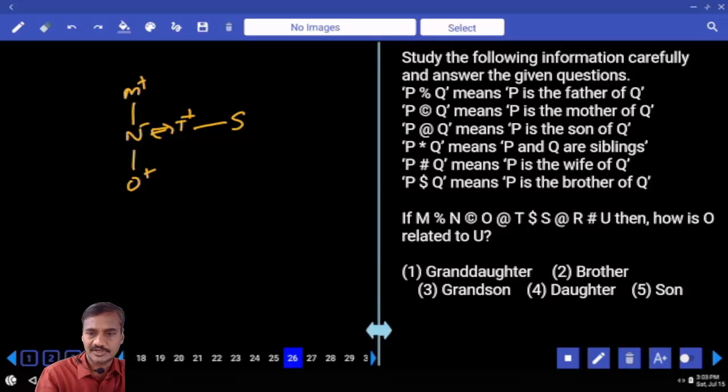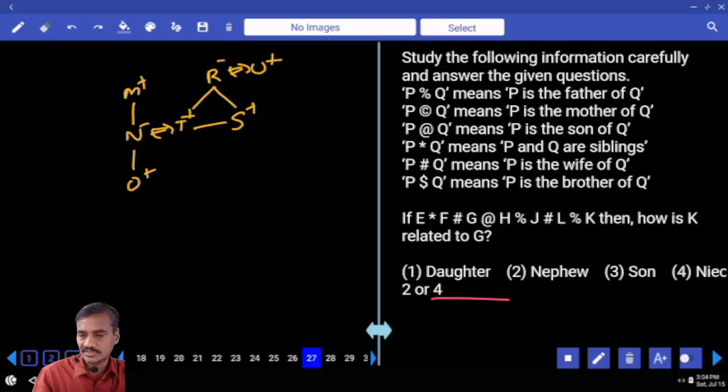And S at the rate of. S is the son of R. And R hash. R is the wife of Q. This is the final arrangement. Then how is O related to U? U is son's son. Son's son is grandson. Choice 3, question number 26.